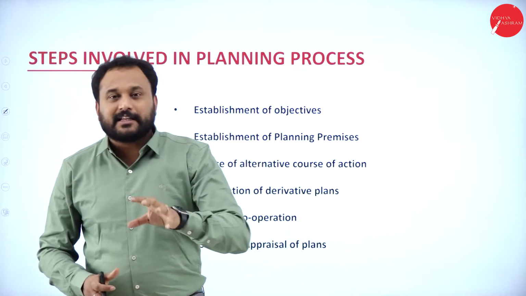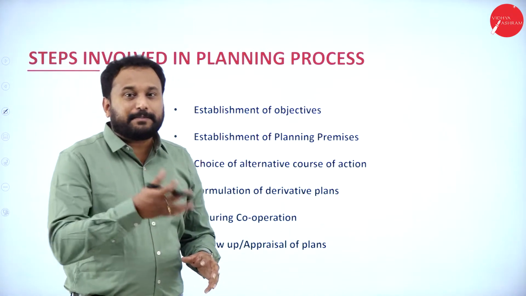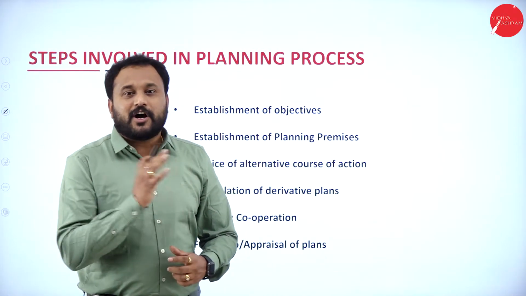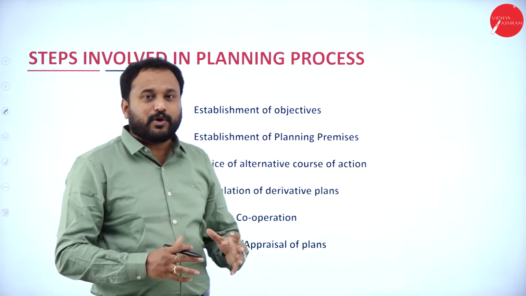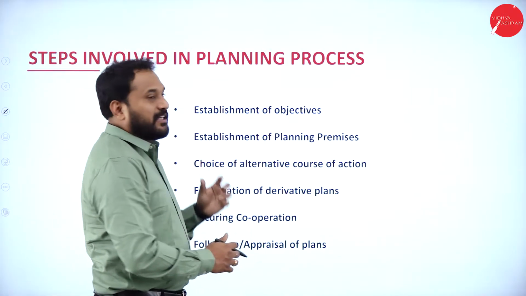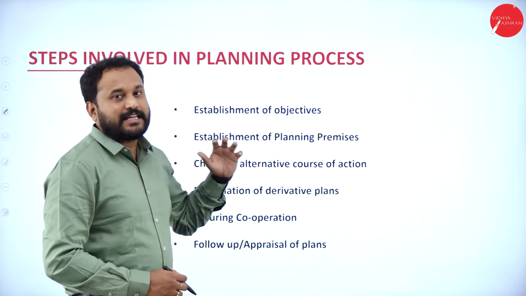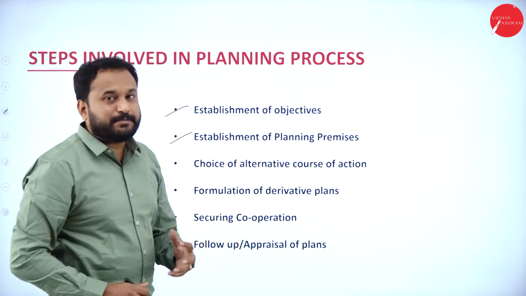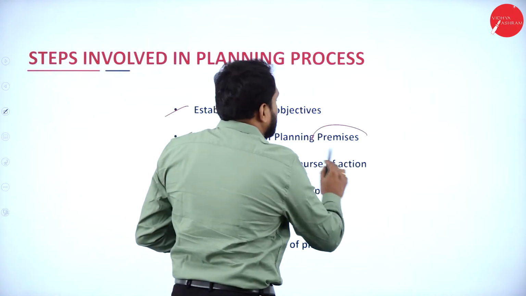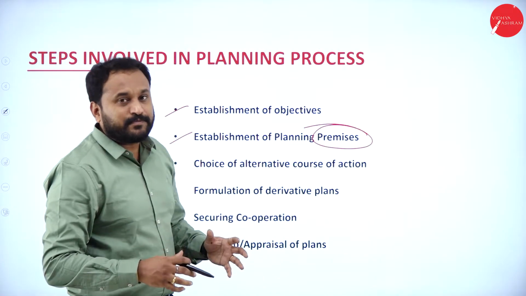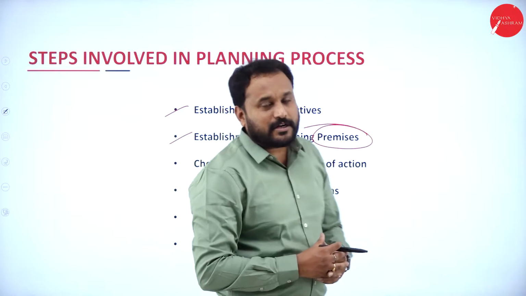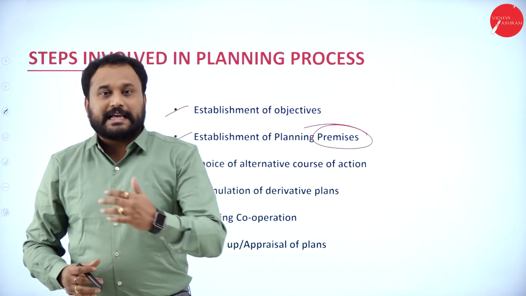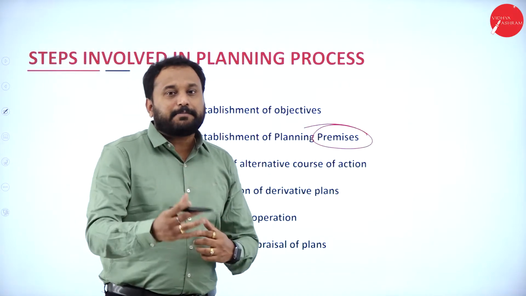To understand the process, you need to know what the steps involved in the process are. The first step is always called setting objectives. So here we establish the objectives. That is called establishment of objectives. Secondly, we have establishment of planning premises. Now, premises are the boundaries. Within the boundary, you are supposed to play. You are not supposed to play outside the boundary. So, you should know where and what exactly you are supposed to do in that particular time.